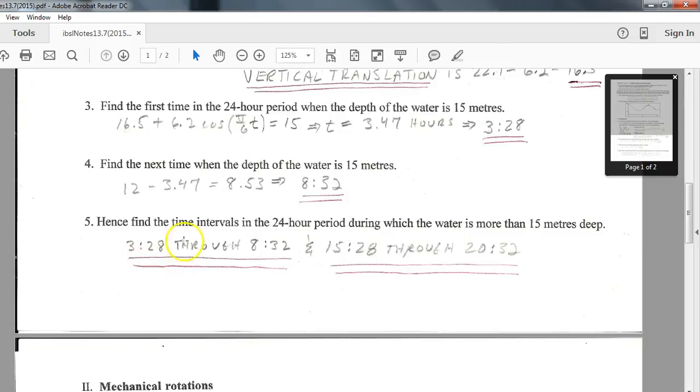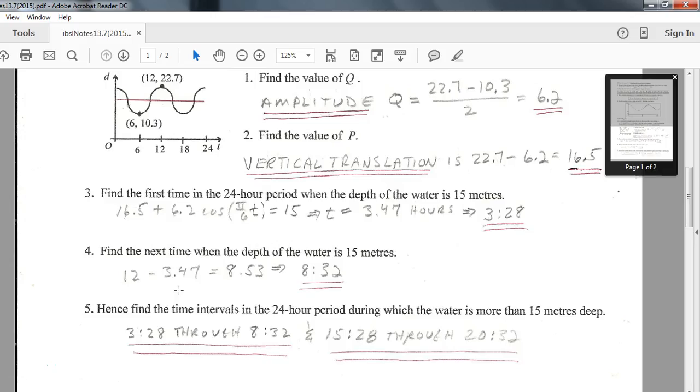Anyway, moving on. So then the intervals in that 24-hour period where the water is more than 15 would just be that interval from this time to this time that we're getting for that one right there. And again, I just wanted to show you where this is coming from by hand in case you needed to do this without a calculator.